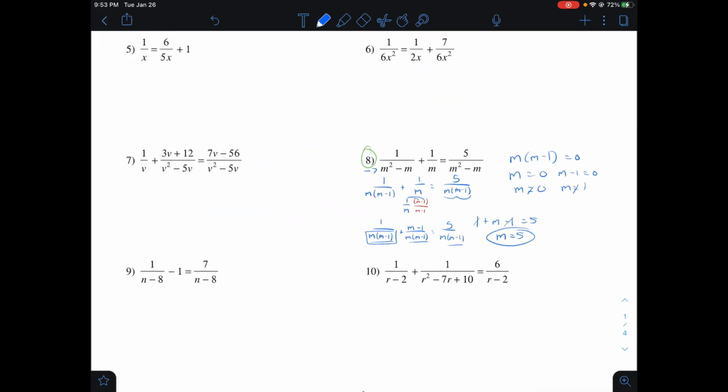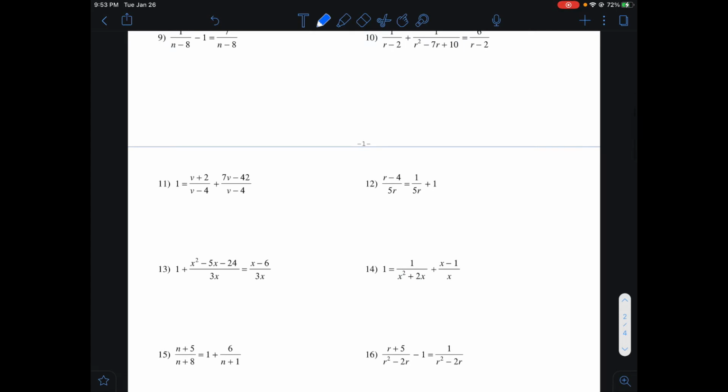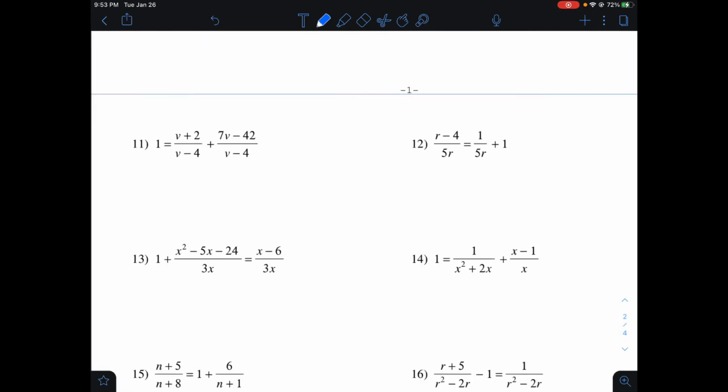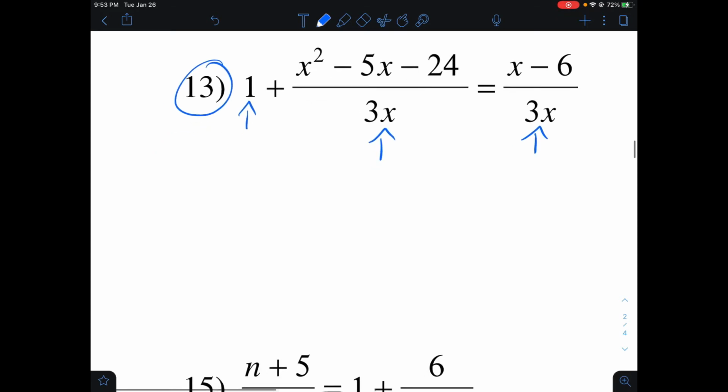Let's go ahead and try another one. Let's try number 13. I feel like this one will be a little bit tricky. So we got to try and get common denominators here. This guy's got a 3x, this guy's got a 3x, this guy needs a 3x. So even if something's not a fraction, you could always turn whatever you want into a fraction. You just put it over 1.